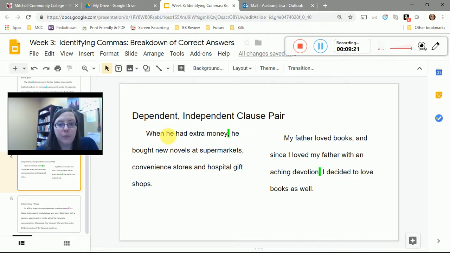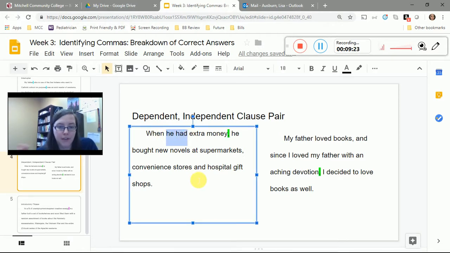So here we have a clause, he had extra money. When he had extra money, we know we have a subject, he, and a verb, had, right? You've got something there. Now, we can say this is a dependent clause because we're not just saying a statement, he had extra money. We're saying when he had extra money. And because we have the word when there, that's our subordinating conjunction, it's telling us that it relies on more information. Because if I just came up to you and said, hey, when he had extra money, and I walked away, you'd be like, well, what did he do? What did he do when he had extra money?